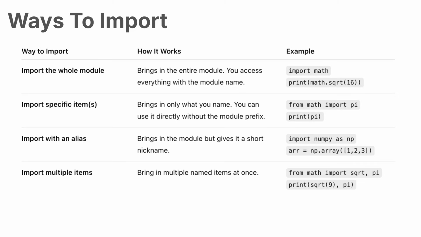Third, you can import a module with an alias. This is handy when the module name is long or used a lot. For instance, import numpy as np gives numpy the nickname np, and then you can write np.array([1, 2, 3]). Finally, you can import multiple items at once. For example, from math import sqrt, pi lets you call both sqrt and pi directly. These options make your code flexible and cleaner depending on how you plan to use the module.